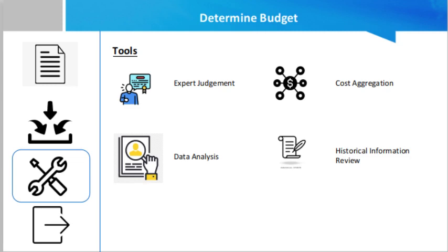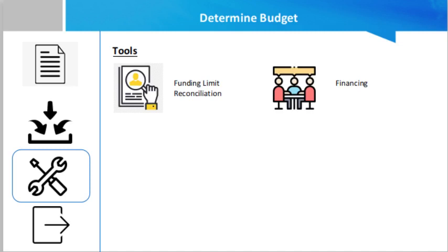Then historical information review. Historical information review basically can assist in developing parametric estimates or analogous estimates. Historical information may include project characteristics or parameters to develop mathematical models to predict total project cost. Other tools for this process are funding limit reconciliation.